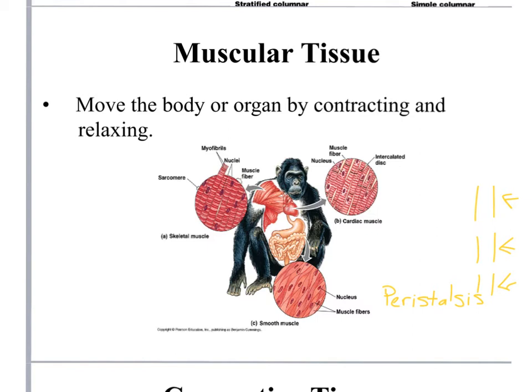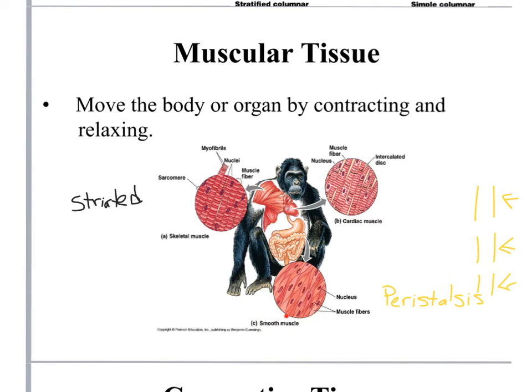So you may notice that skeletal muscle has these lines, as does cardiac muscle. We say that they're striated, which basically just means you can see lines on them, whereas smooth muscle is non-striated because it doesn't have those lines.